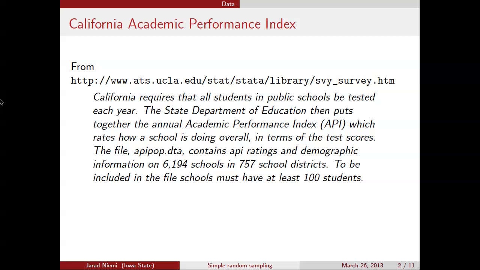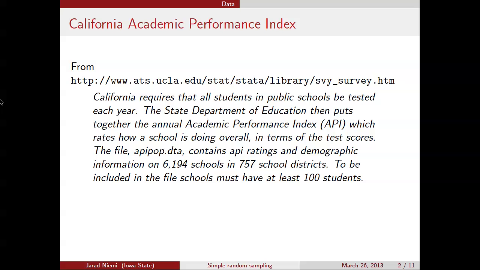I am not used to surveys whatsoever, and so this data set that I pulled was from an analysis that was done for showing you how to use Stata to do survey work. And this data set happens to be for all California public schools that have more than 100 students. It turns out that there are 6,194 of them, and there's 757 school districts.